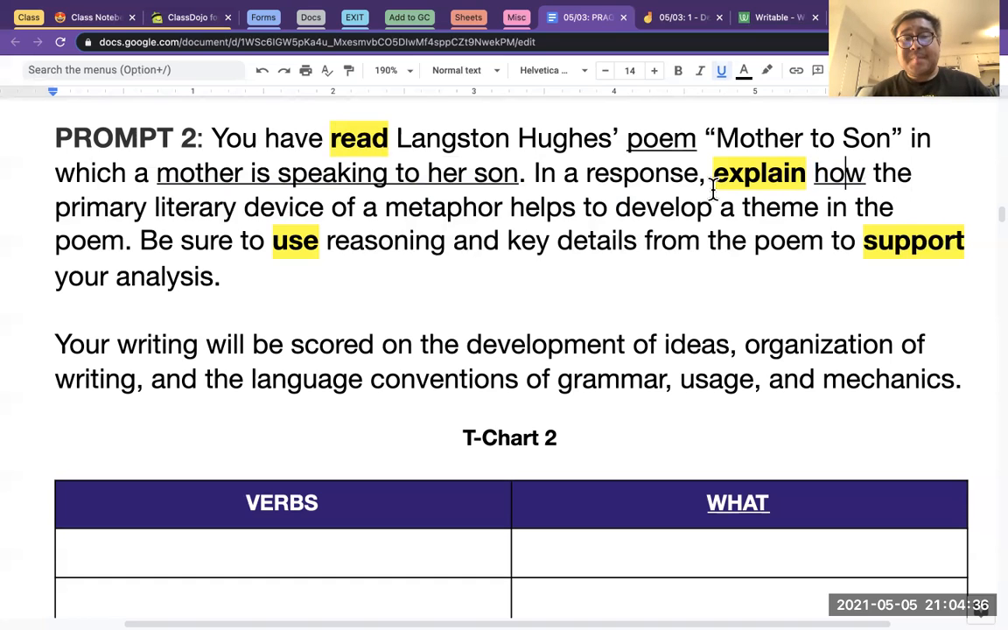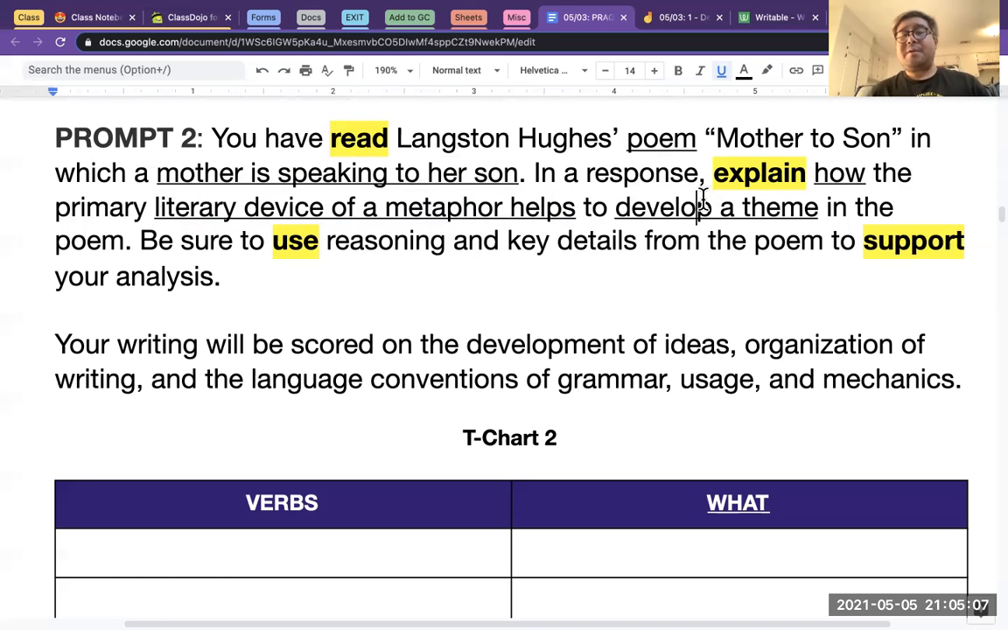And in this case, how the literary device of a metaphor, underline, helps to develop a theme in the poem. So how the literary device of a metaphor helps to develop a theme in the poem.